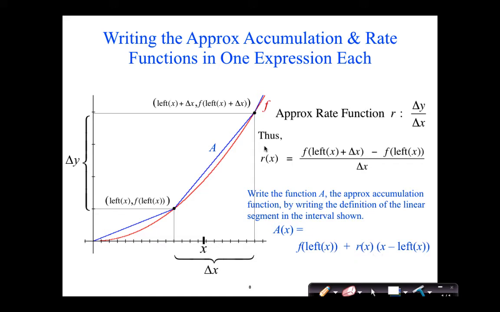But similarly to how this expresses the approximate rate for any x in any interval, this expresses the approximate accumulation for any x in any interval. Because this would be the y initial for that interval plus our rate that we just wrote above times x minus, well, however far it is into its interval, x minus left of x, the beginning of the interval. So we can express it in one line instead of piecewise, but the thing is we don't actually need to write it, which is actually nice.